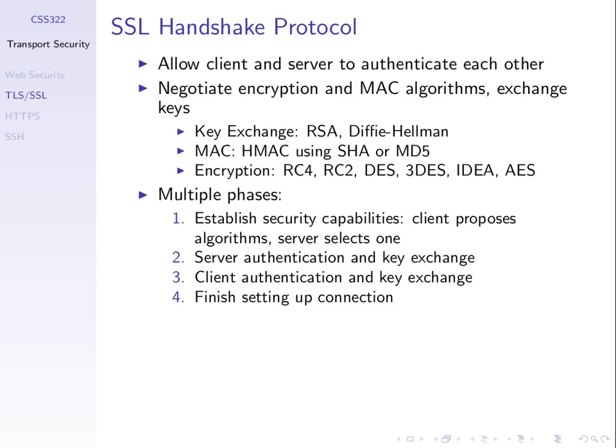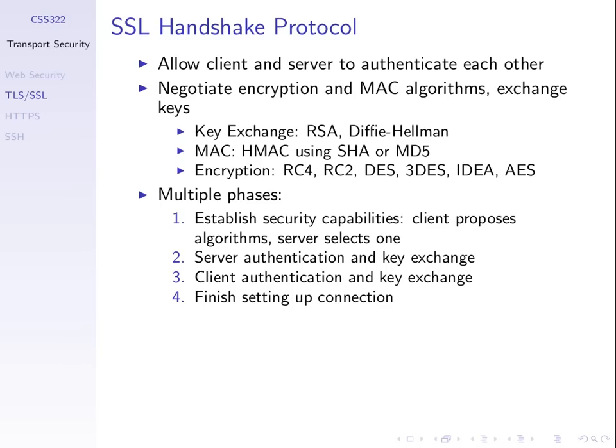How do we exchange or negotiate parameters? What algorithms to use, what keys to use? We use a handshake protocol. That happens at the start. We negotiate the algorithms and the keys. For example, the key exchange algorithms, RSA or Diffie-Hellman. So how do we work out which key both sides will use?